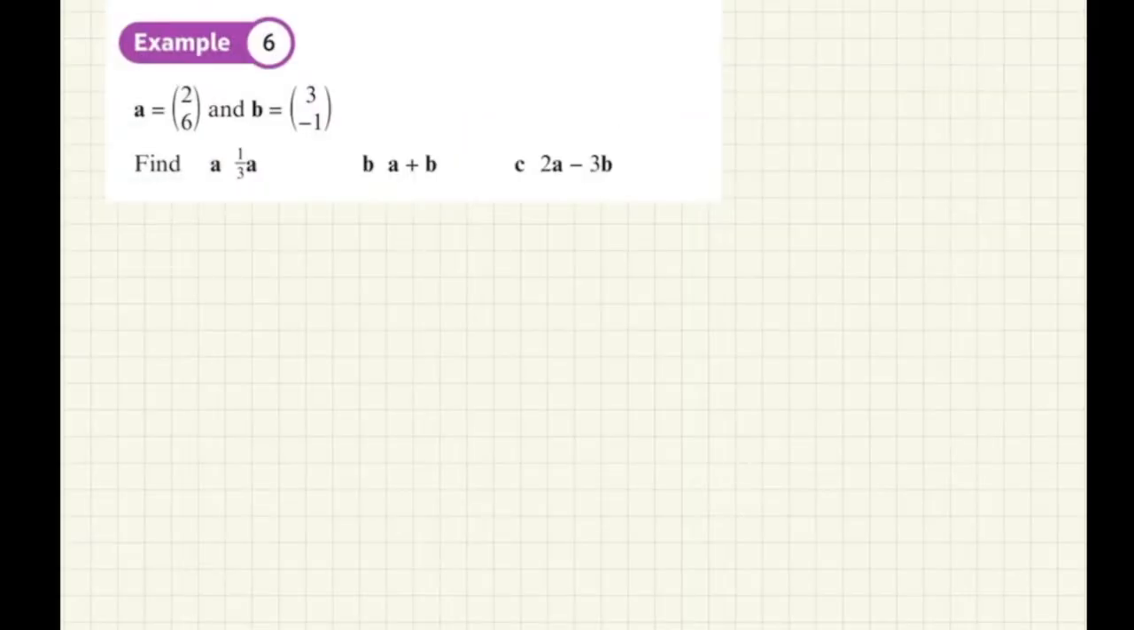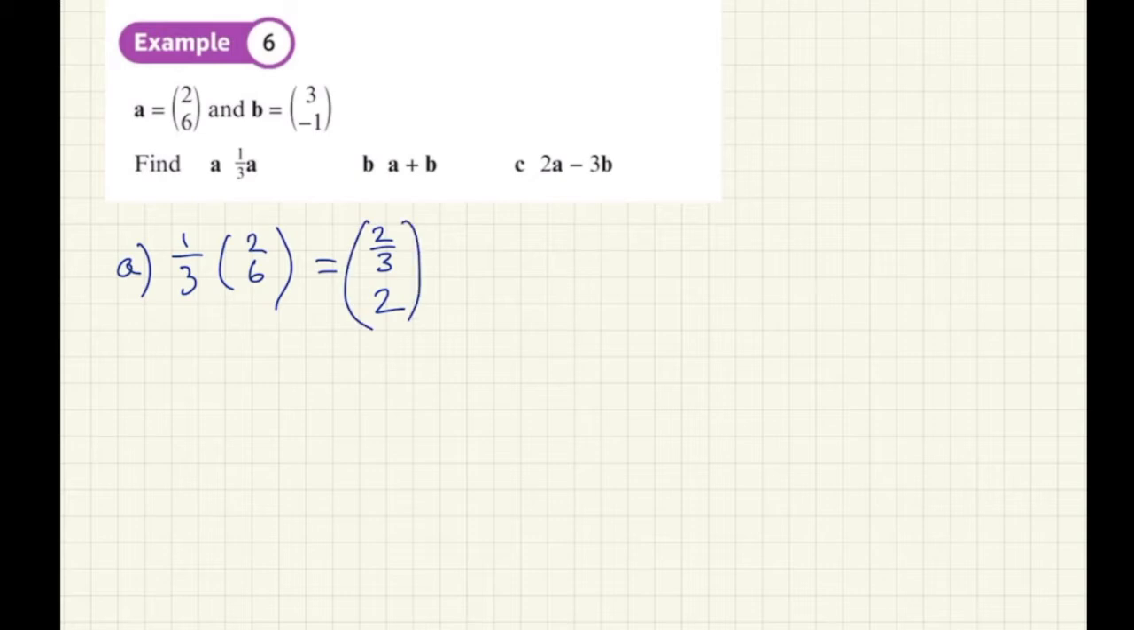Example 6, and we're given two column vectors, A, (2, 6) and B, (3, minus 1). For part A, we're asked to find 1/3 of A. Well, 1/3 of A will be 1/3 of the column vector (2, 6). So we find 1/3 of the top, the x component, which would be 2/3, and 1/3 of the bottom, which would be 2. For part B, we're asked to find A plus B, which would be the column vector (2, 6) plus the column vector (3, minus 1).